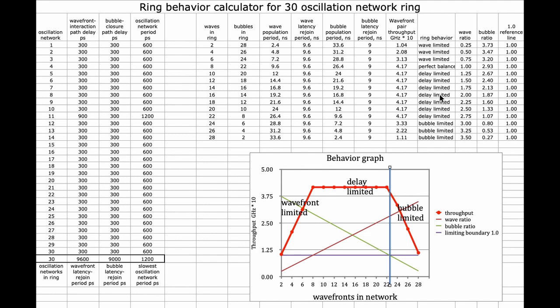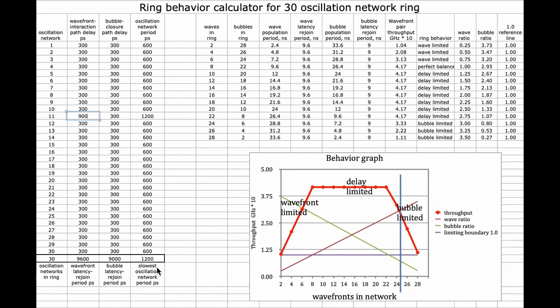And up here, we can see the behavior modes. You know, we have wavefront limited. The first 3 are wavefront limited. And then at this corner, we have a perfect balance. And then we have a bunch of delay limited, and it all has the same throughput. And then we have 3 populations that are bubble limited.